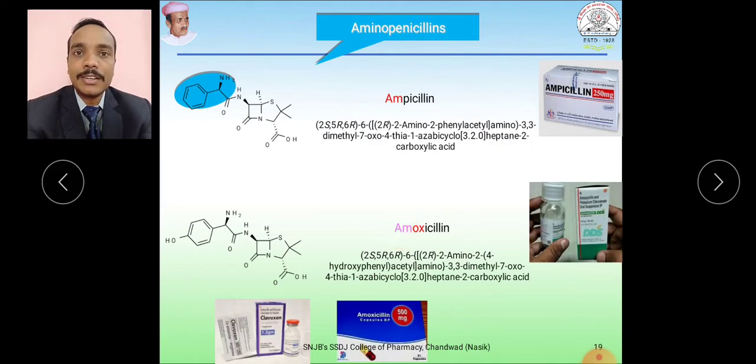So you can see it is an aminopenicillin. OX indicates the presence of a hydroxy group. You can see here hydroxy. So if you know this ampicillin, it will be easy to get this amoxicillin. Just introduce a hydroxy group at the para position of this ring and you get amoxicillin. So that way you can remember from one to another. These are the marketed preparations.